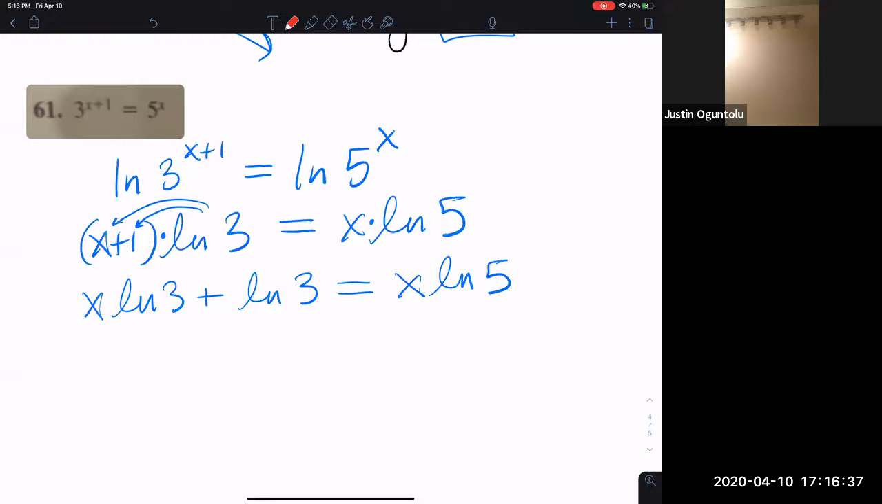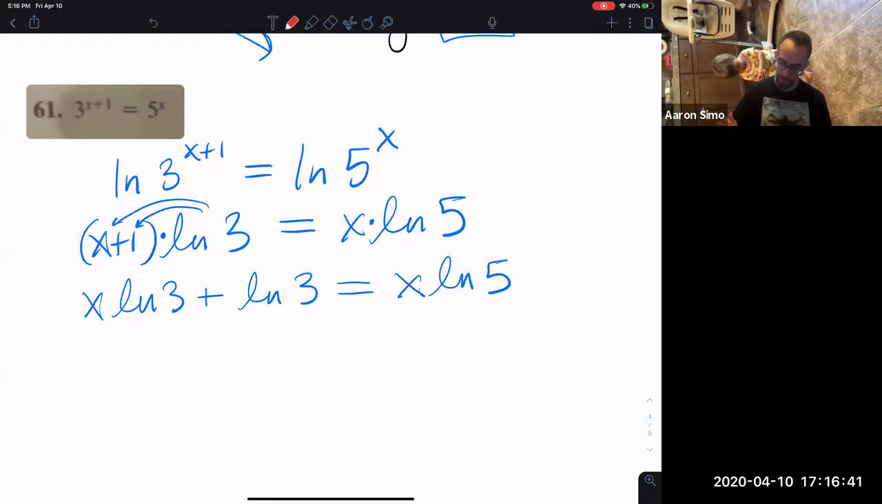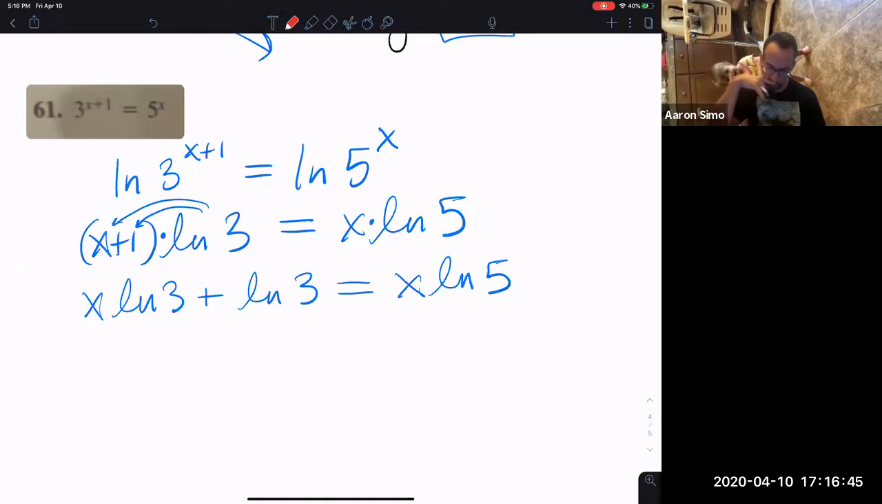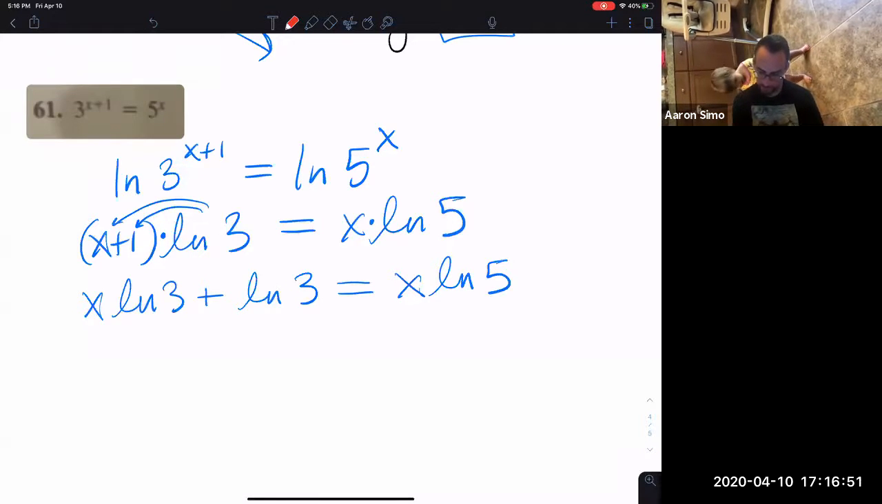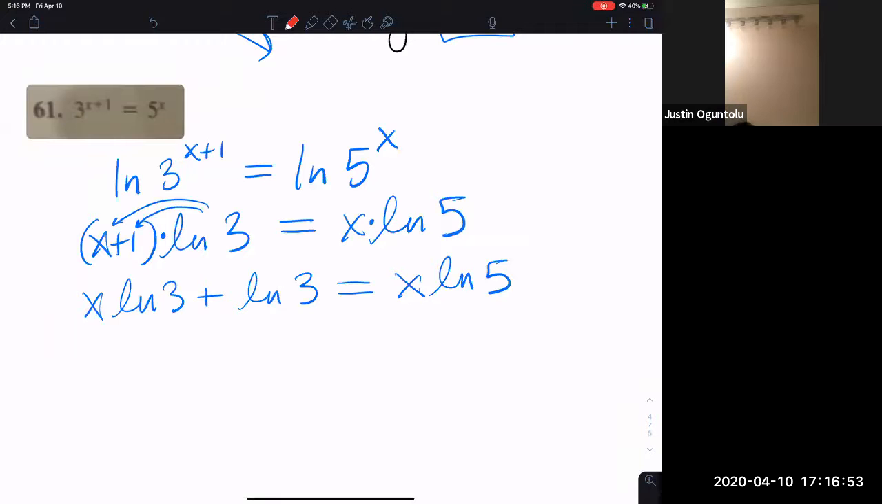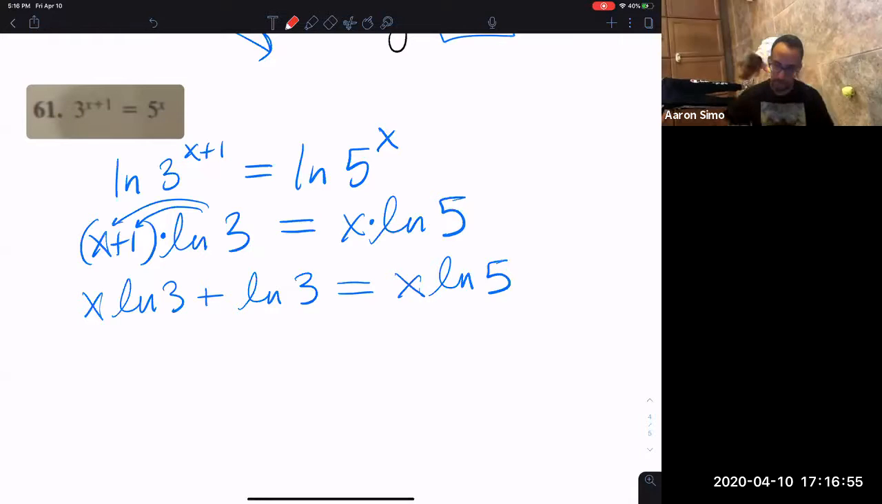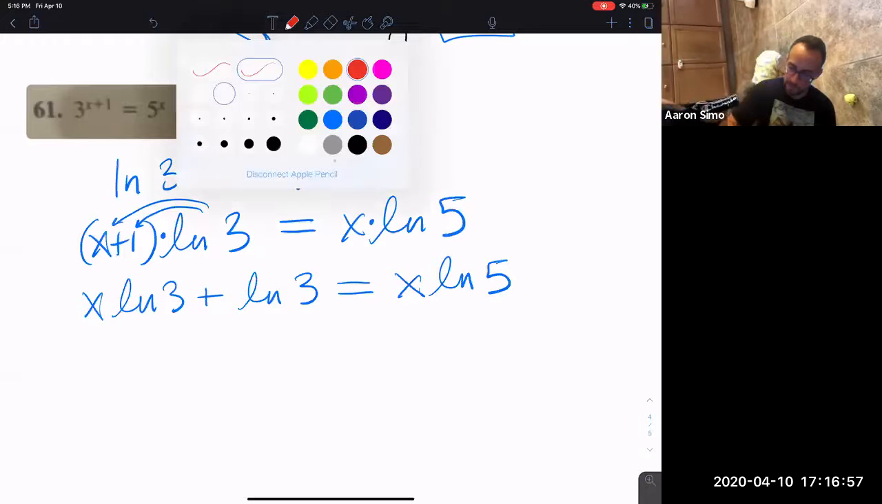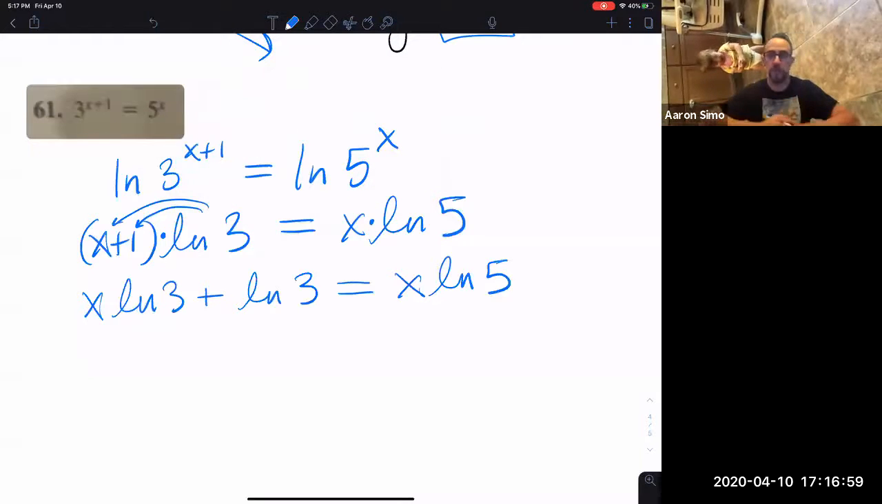Or how about dividing both sides by ln 5? That would work, but there's a better way to do it. I have no idea. What's the better way? You got to basically get all the x's on the left. So now you got to start thinking algebra.